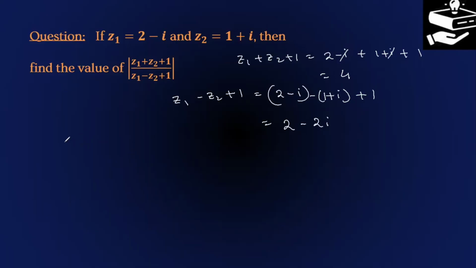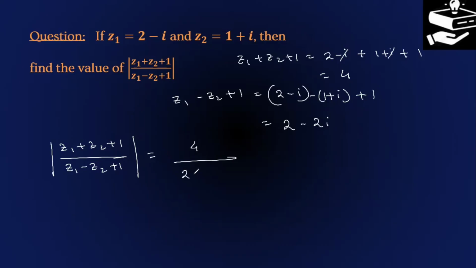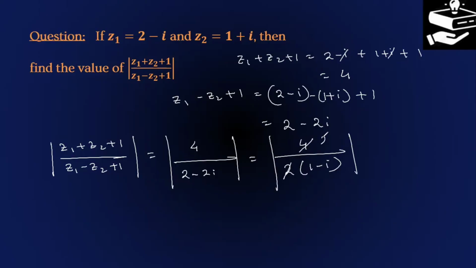Now, let's find out the mod of (z1 plus z2 plus 1) over (z1 minus z2 plus 1). How can we find this? See, let's put the values first. z1 plus z2 plus 1, we have already got, that's 4. And here you are getting 2 minus 2i, right? Now you can take 2 common from the denominator. You'll be getting 4 over 2 common, 1 minus i, mod, obviously. So 2 will be cancelled out. You will be left with 2 over 1 minus i.